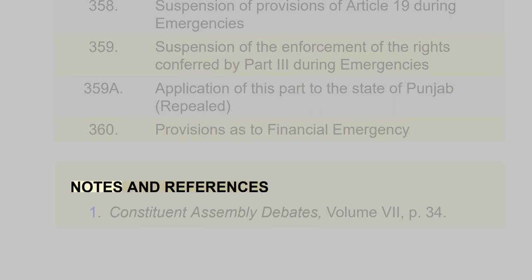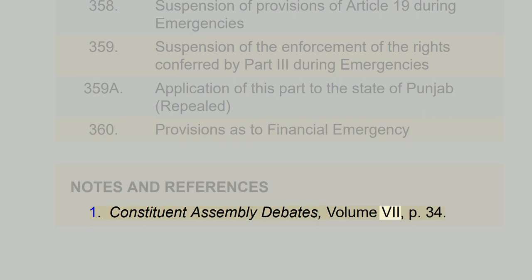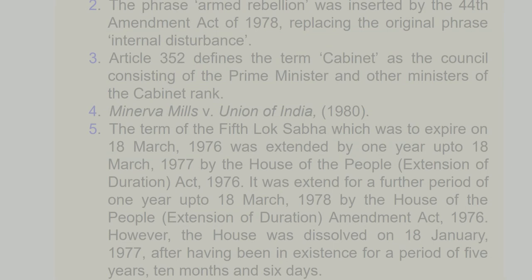Notes and references. 1. Constituent Assembly Debates, Volume 7, p. 34. 2. The phrase, armed rebellion, was inserted by the 44th Amendment Act of 1978, replacing the original phrase, internal disturbance. 3. Article 352 defines the term, cabinet, as the council consisting of the Prime Minister and other ministers of the cabinet rank. 4. Minerva Mills v. Union of India, 1980. 5. The term of the 5th Lok Sabha, which was to expire on 18 March 1976, was extended by 1 year up to 18 March 1977 by the House of the People, Extension of Duration, Act, 1976. It was extended for a further period of 1 year up to 18 March 1978 by the House of the People, Extension of Duration, Amendment Act, 1976. However, the House was dissolved on 18 January 1977, after having been in existence for a period of 5 years, 10 months and 6 days.